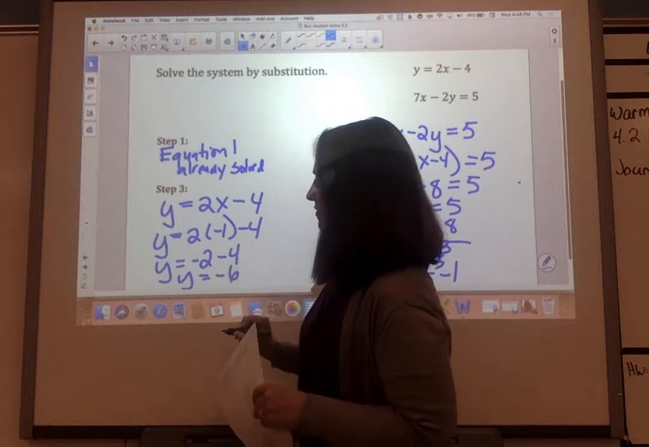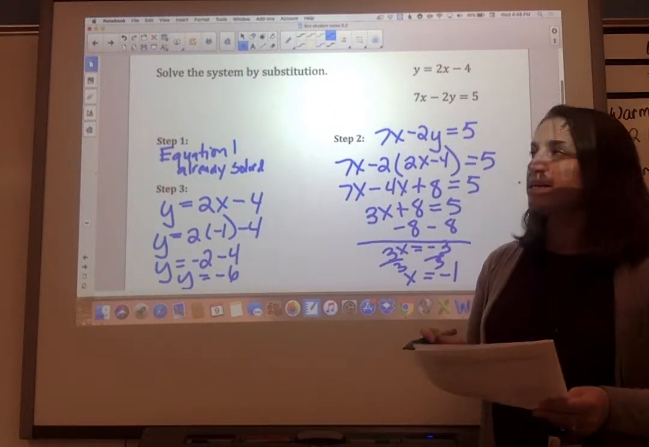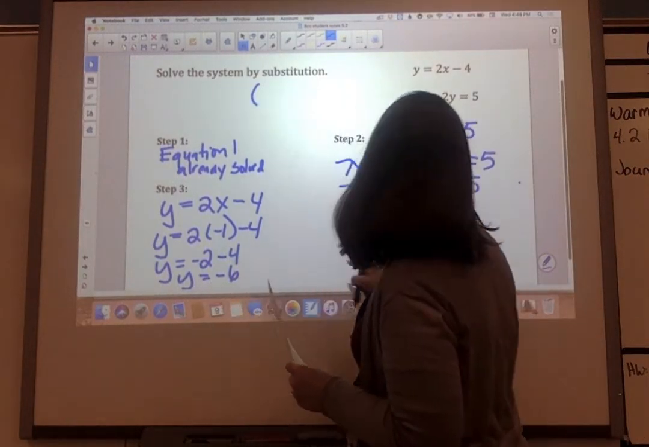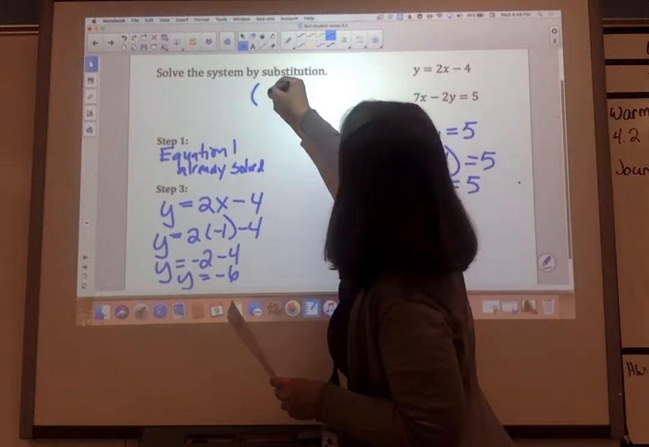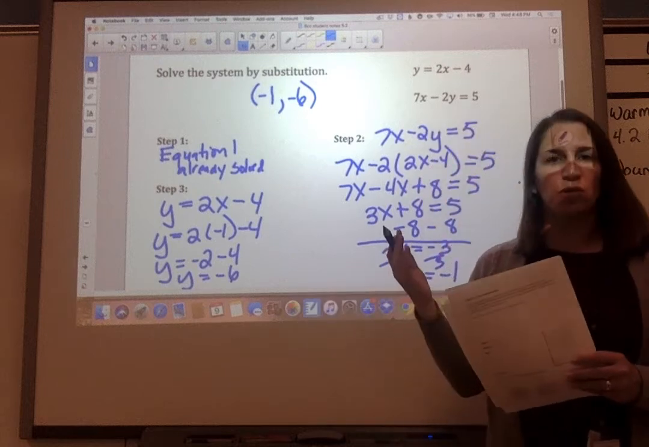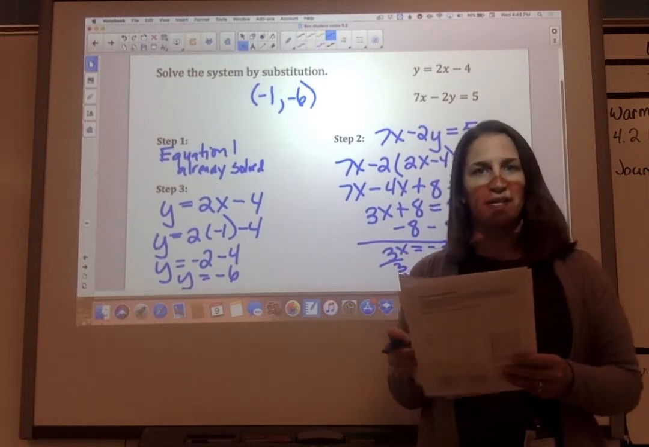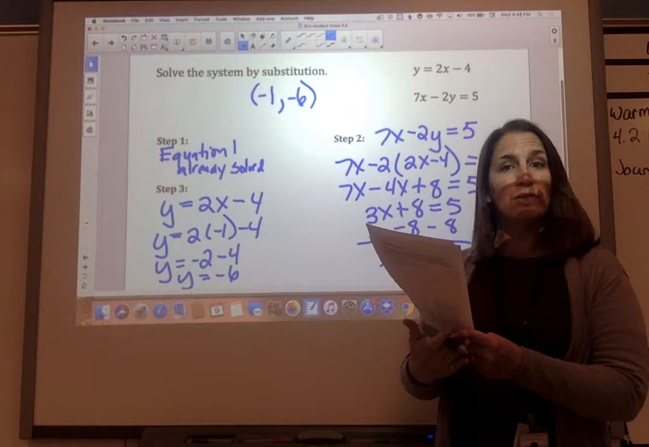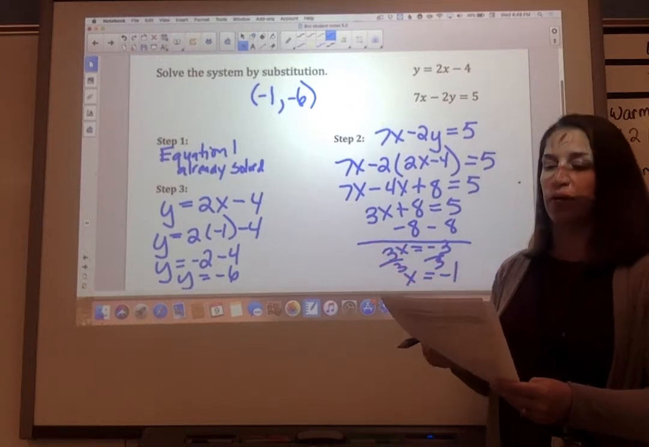y equals negative 6. So that tells us our solution here is negative 1 for our x value and negative 6 for our y value. So the ordered pair negative 1, negative 6 is the point where those two lines will intersect. And we solved it by substitution.